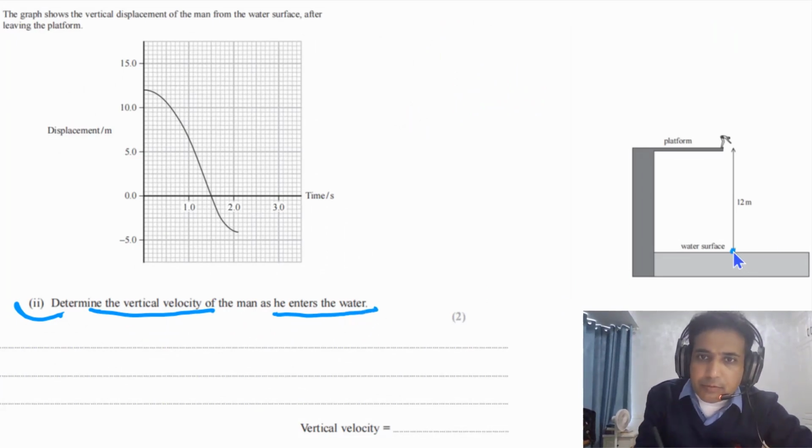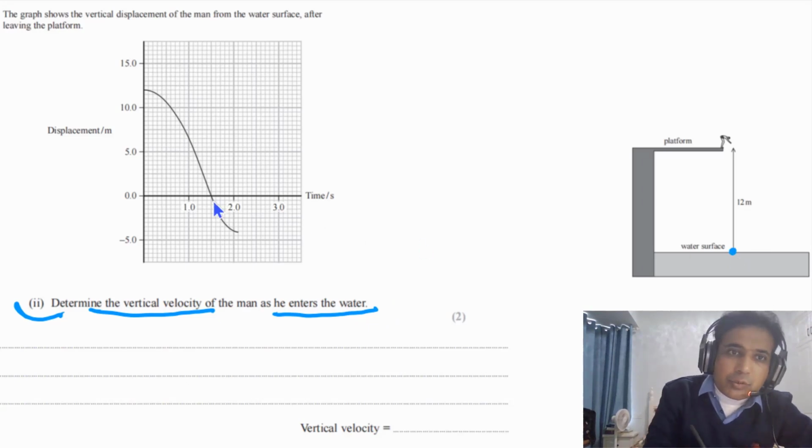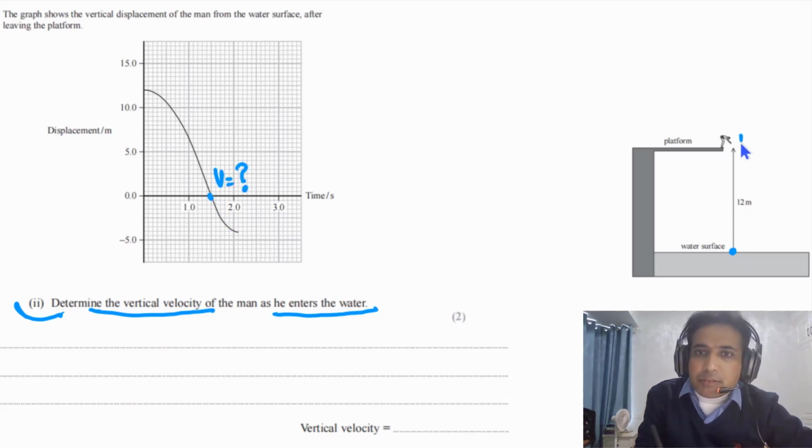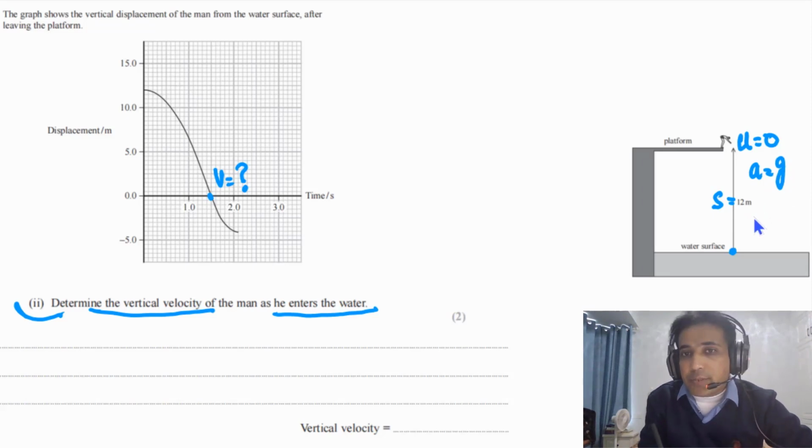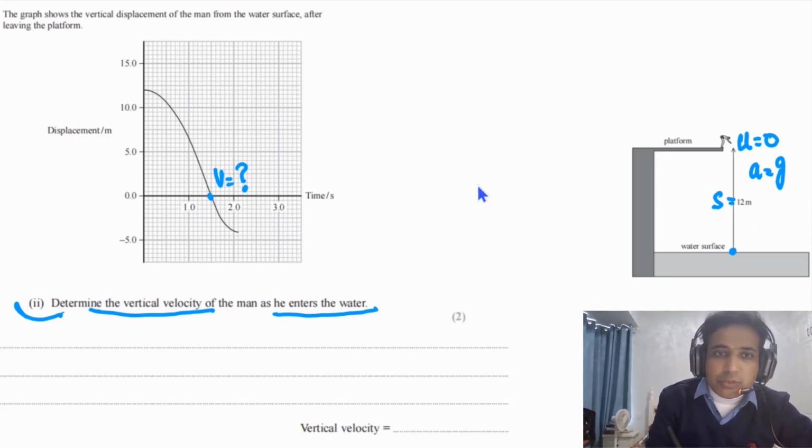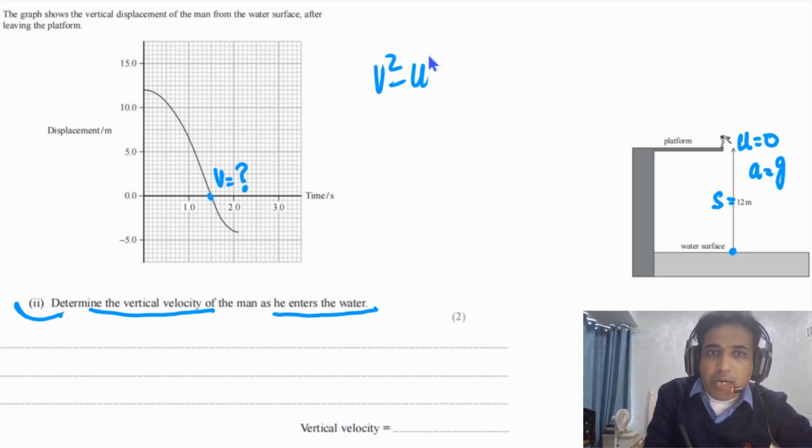So the person will enter the water at this point, meaning the displacement will be equal to 0. At this point, we need to find out the velocity. What is the value of v at this point? This person started from rest, so the initial velocity is equal to 0, and we have the value of displacement, and it is in free fall, so the acceleration a will be equal to g. Now simply we can use the kinematic equation, v squared minus u squared equals 2as.